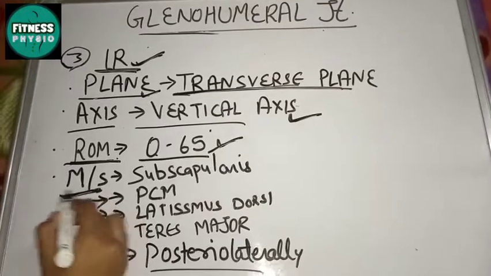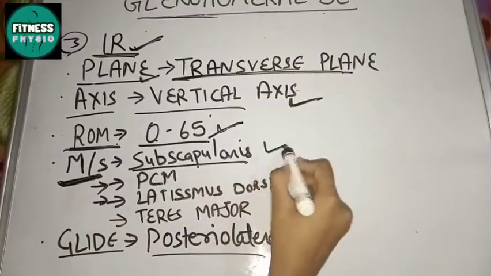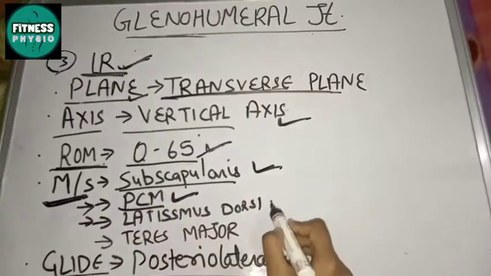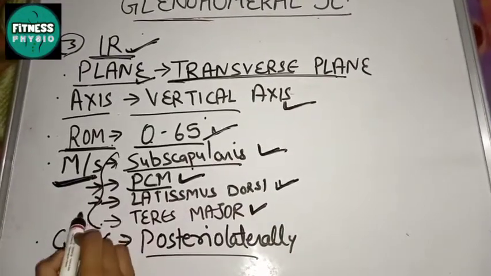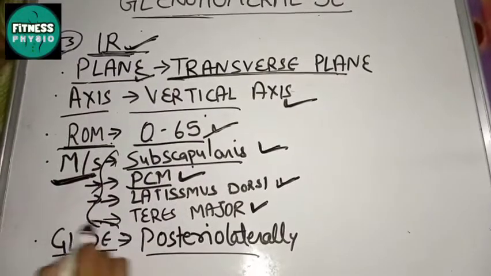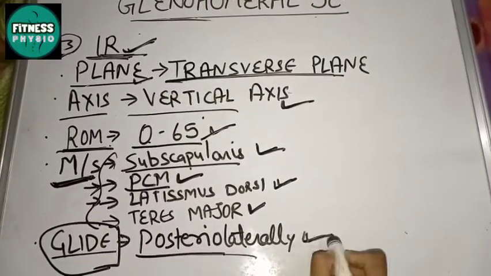The muscles responsible for internal rotation are the subscapularis, PCM, that is your pectoralis major, latissimus dorsi, and teres major. These are all the muscles which help in internal rotation. Then the glide in internal rotation is posterolateral.